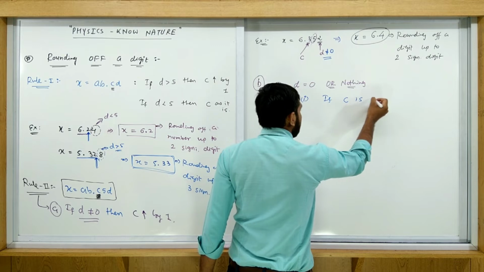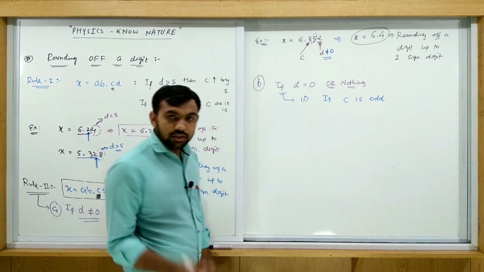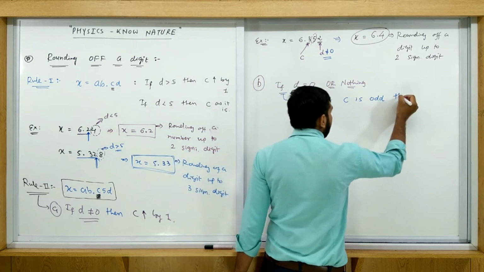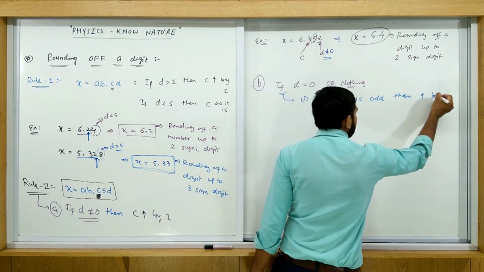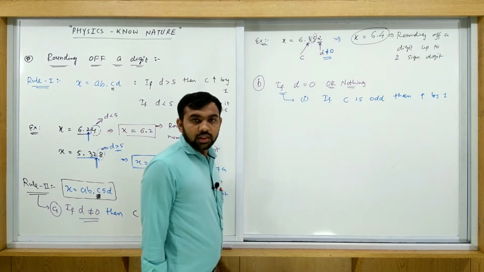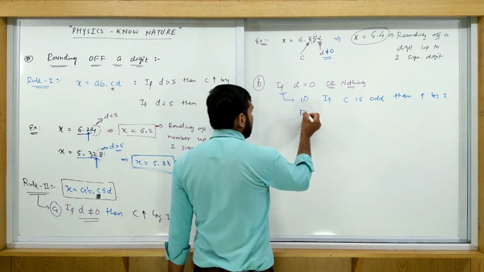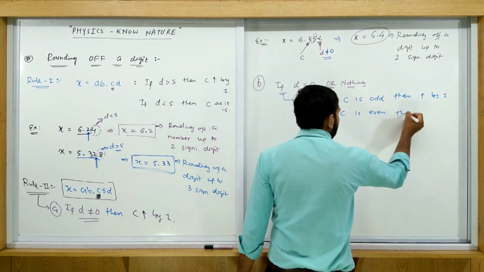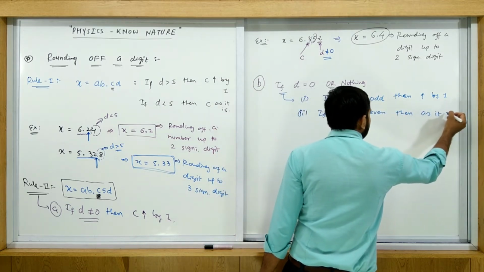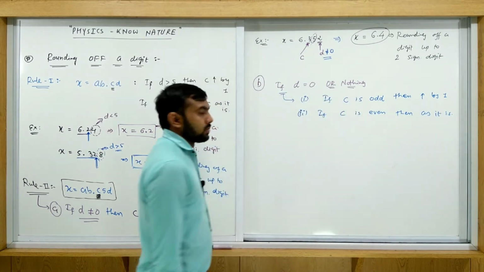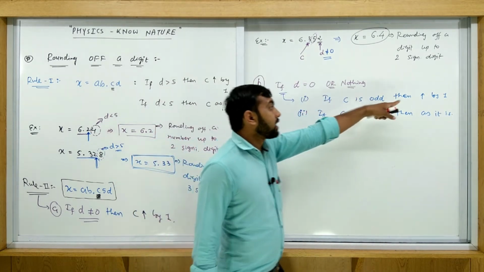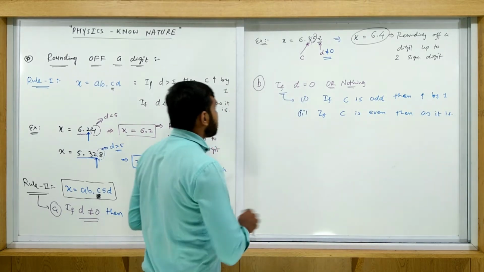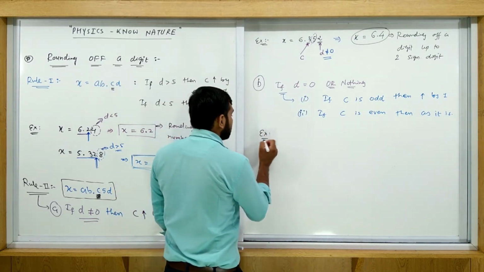if C is odd, meaning C is 1, 3, 5, 7, or 9, then increased by 1. And second rule, if C is even, then as it is. If C is odd, then increased by 1, and if C is even, then as it is, no change. As an example, we will discuss some examples for this rule.